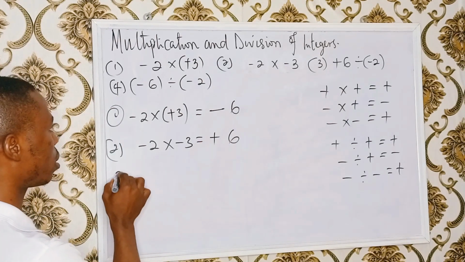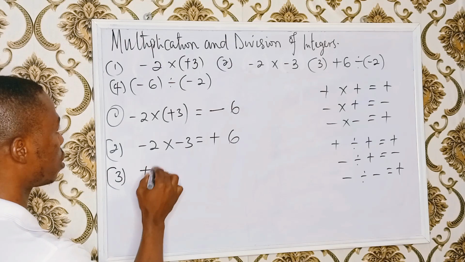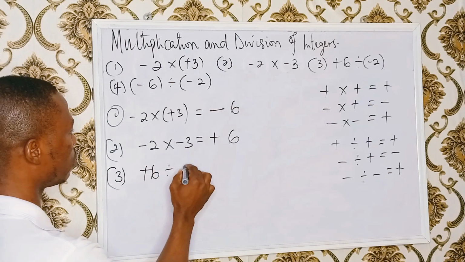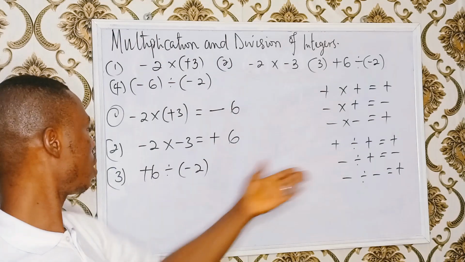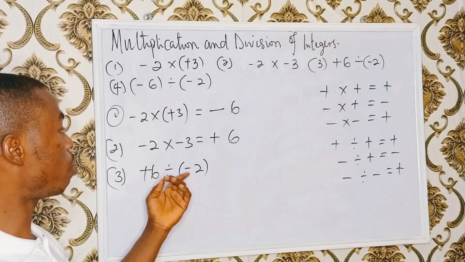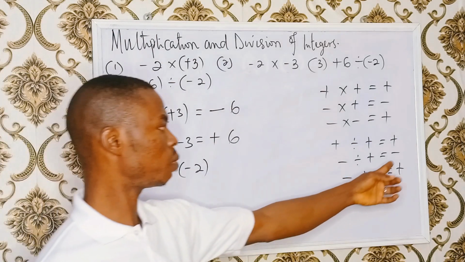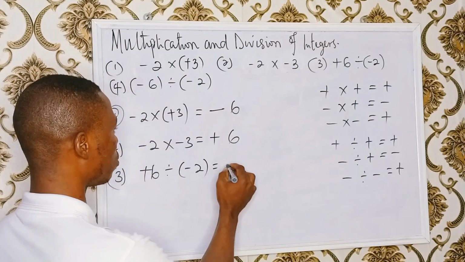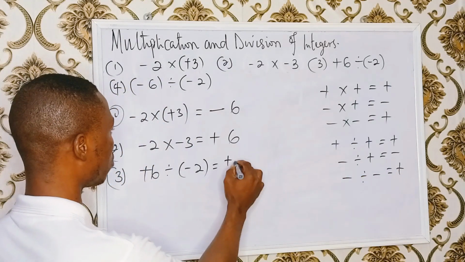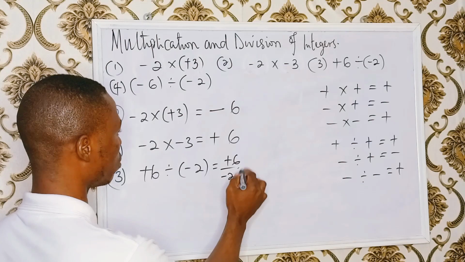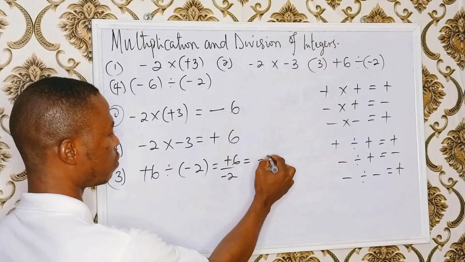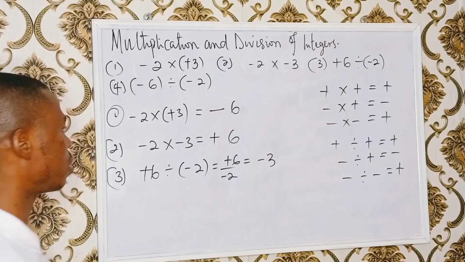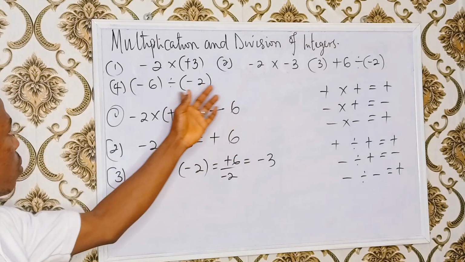So number 3, plus 6 divided by minus 2. Plus divided by minus or minus divided by plus gives you the same thing, which is minus. You can decide to write this as plus 6 divided by minus 2. It's still the same thing. So it gives you minus. 6 divided by 2 gives you 3. That's your answer.